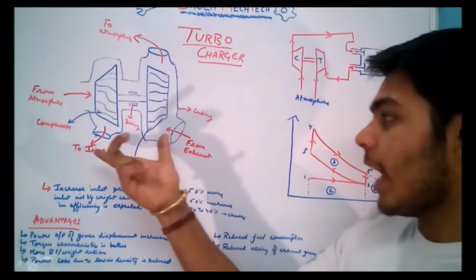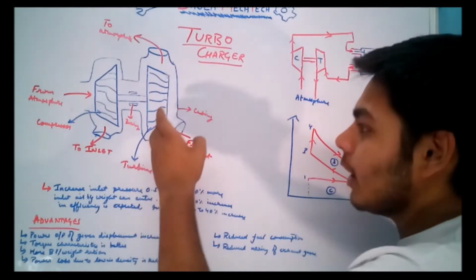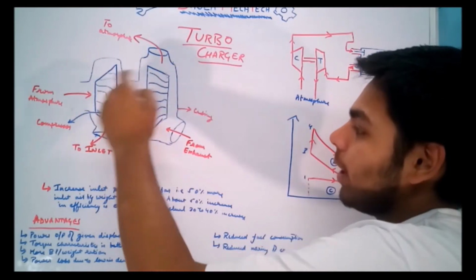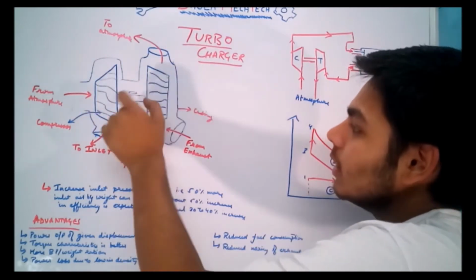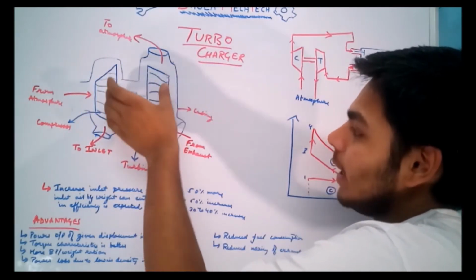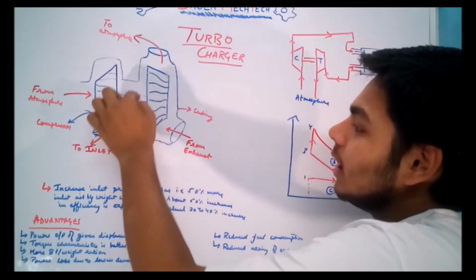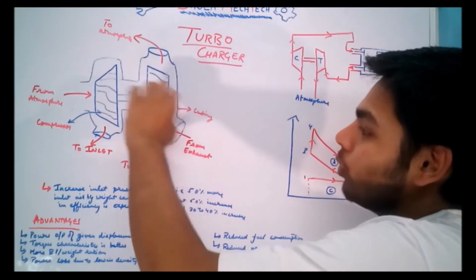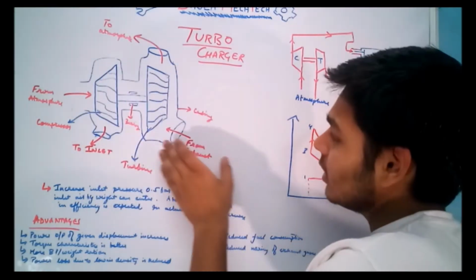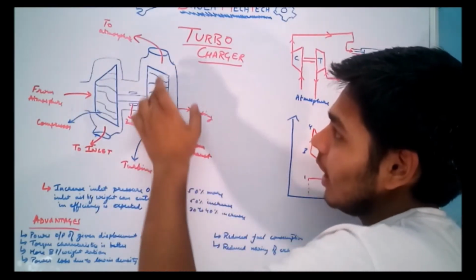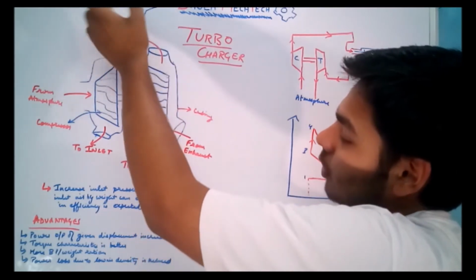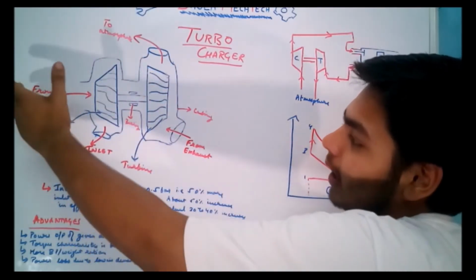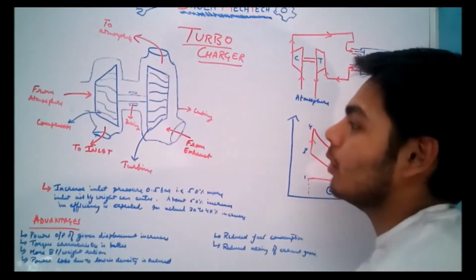This is the diagram of the turbocharger. This is the turbine, this is the compressor. These are the blades of the turbine and the compressor. This is the shaft that connects both turbine and compressor. These are the bearings. This is the casing which holds both of these. This is the manifold which is connected to the exhaust manifold, and this is the outlet to the atmosphere, and this is the manifold for the inlet manifold, and this is the inlet for the atmospheric air.